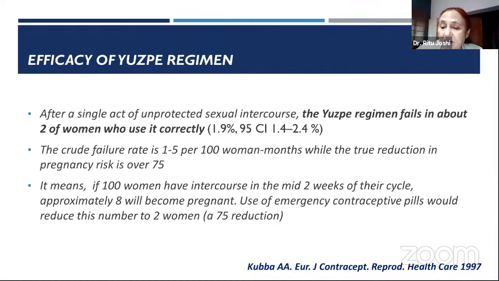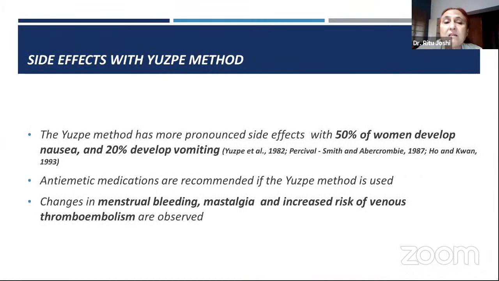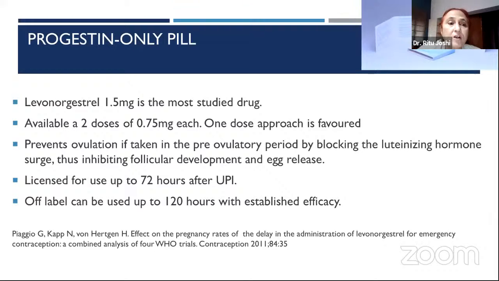This was a very interesting study done in the year 1997. But there were a lot of side effects. Most of the women developed nausea and vomiting, so you could give them antiemetics at that time. They also changed the menstrual cycle because you're giving them a very high dose, and they led to a lot of mastalgia, and increased risk of venous thrombosis had been observed in them.